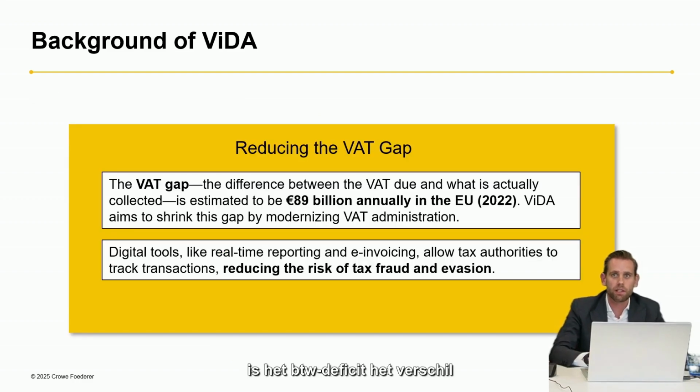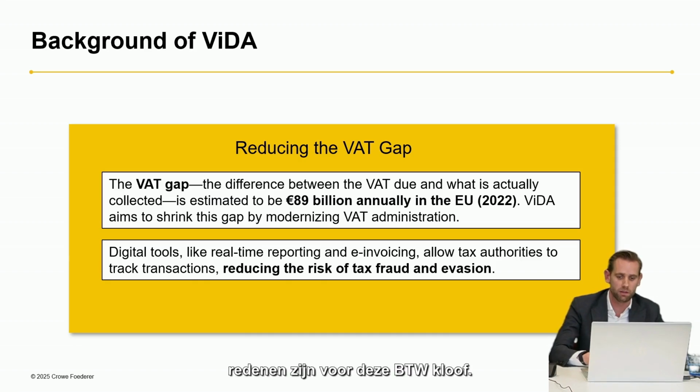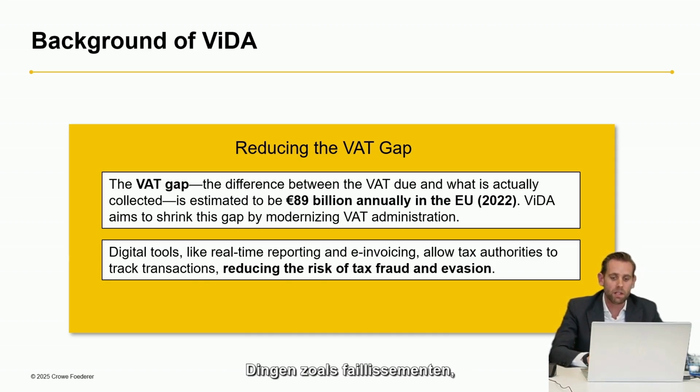So as I said already, the VAT gap is the difference between the expected VAT revenues and the actually collected VAT revenues. And the difference between the two is the amount that the governments are missing out on. So there could be different reasons for this VAT gap. Things like bankruptcies, administrative errors, unclear VAT rules, aggressive tax planning, and of course fraud and tax evasion. Among these drivers, fraud and evasion are by far the biggest ones, which is one of the reasons why ViDA was proposed, especially Pillar 1 about the e-invoicing and digital reporting requirements.